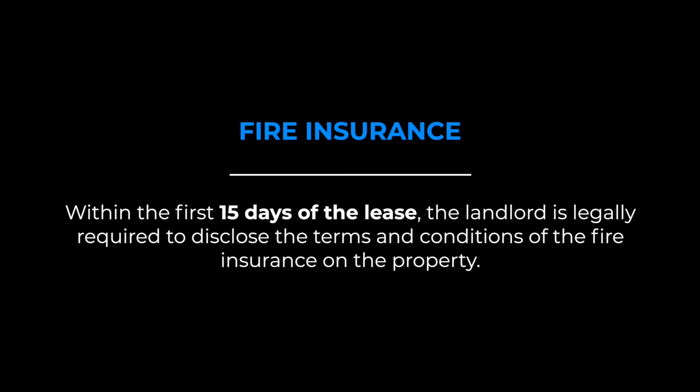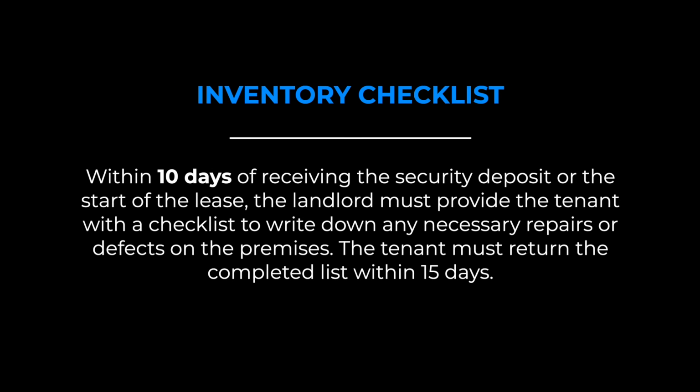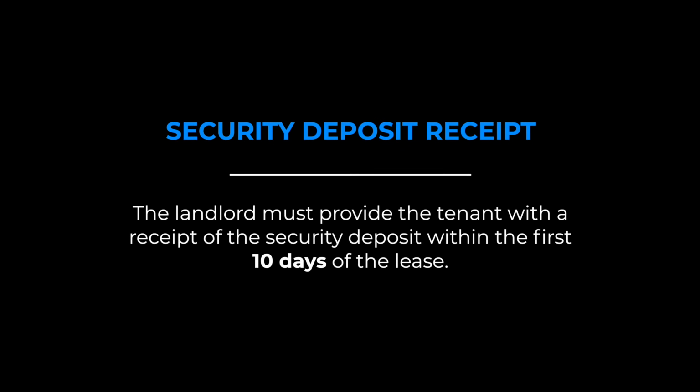In Massachusetts, there are a total of 5 disclosures that the landlord must provide to the tenant. Fire insurance. Within the first 15 days of the lease, the landlord is legally required to disclose the terms and conditions of the fire insurance on the property. Inventory checklist. Within 10 days of receiving the security deposit or the start of the lease, the landlord must provide the tenant with a checklist to write down any necessary repairs or defects on the premises. The tenant must return the completed list within 15 days.